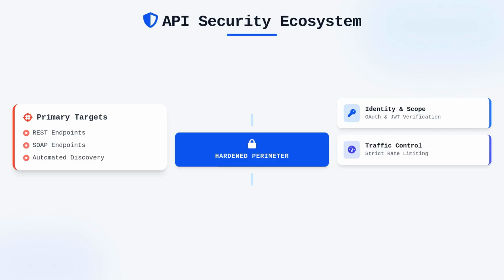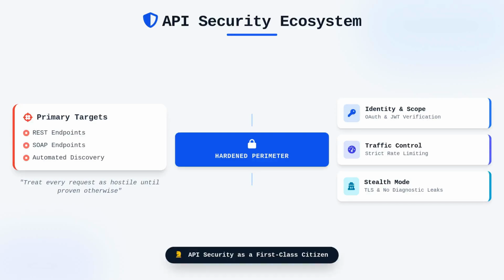Every request to an API must be treated as hostile until proven otherwise, which means enforcing TLS for all communication and removing unnecessary diagnostic information that could leak sensitive architecture details. By treating API security as a first-class citizen of your network defense strategy, you eliminate the risk of leaving secondary entry points open for potential intruders.